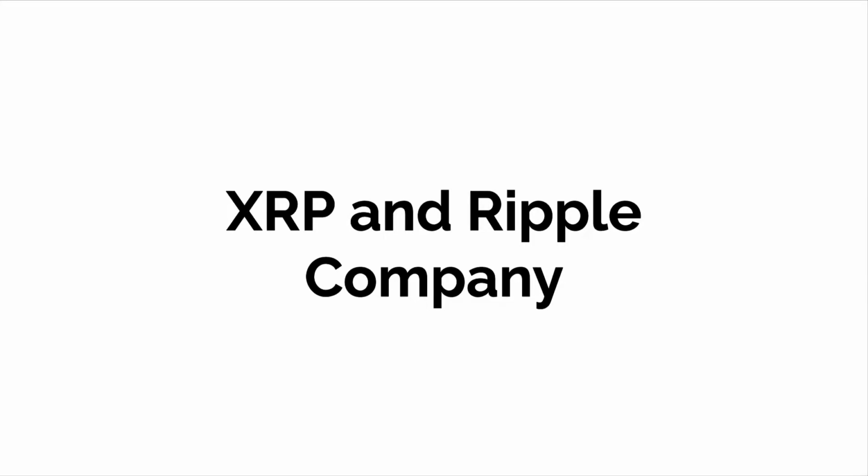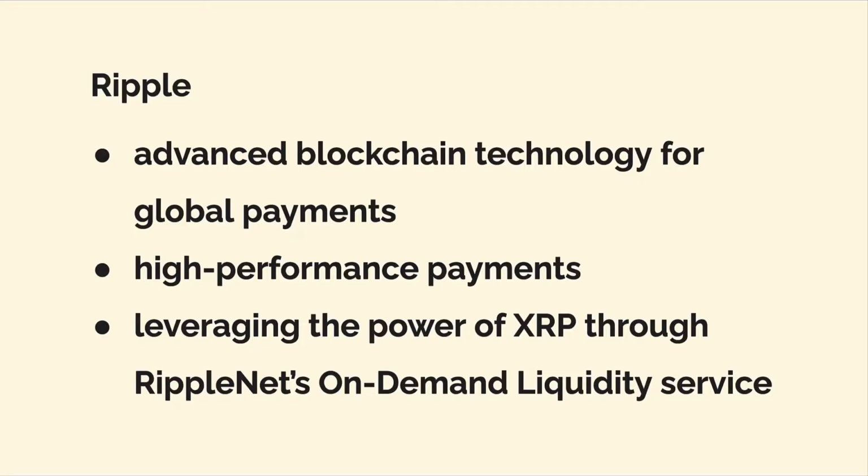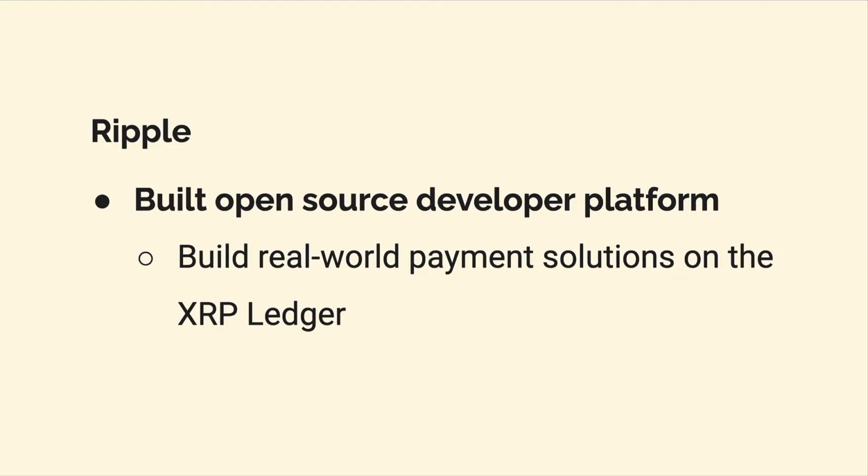In this lecture, we are going to clarify the mystery of Xrp versus Ripple. Ripple provides advanced blockchain technology for global payments. Ripple is a company that is building technology for high-performance payments. The company is leveraging the power of the Xrp Ledger through an on-demand liquidity service. Ripple built an open-source developer platform to build real-world payment solutions on the Xrp Ledger.